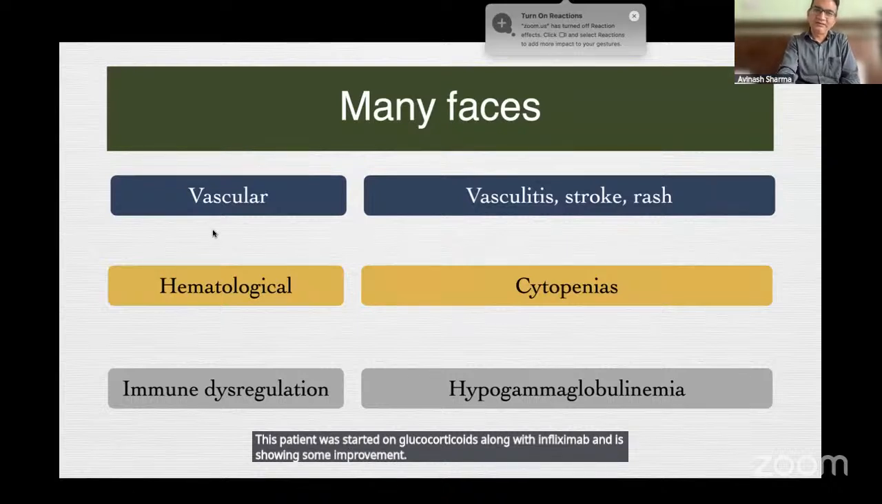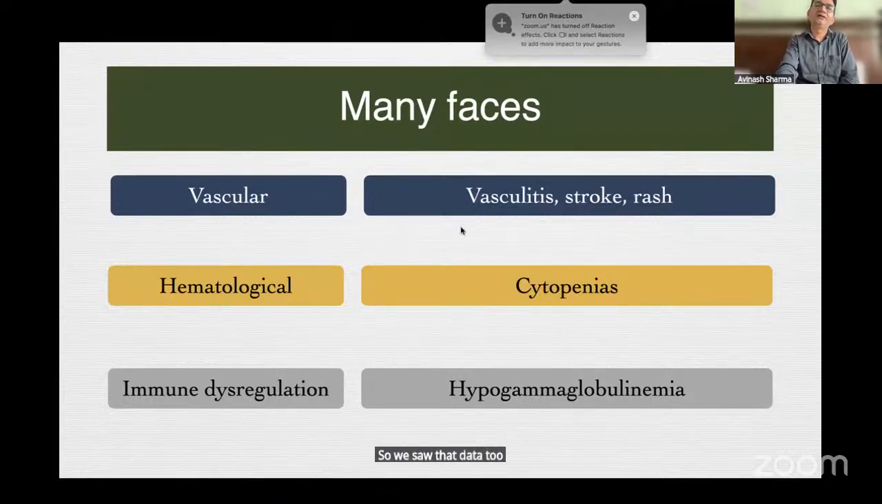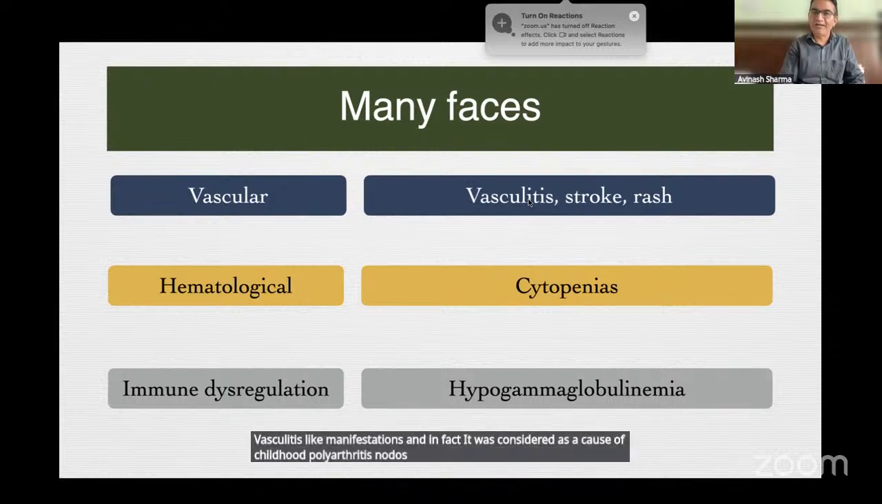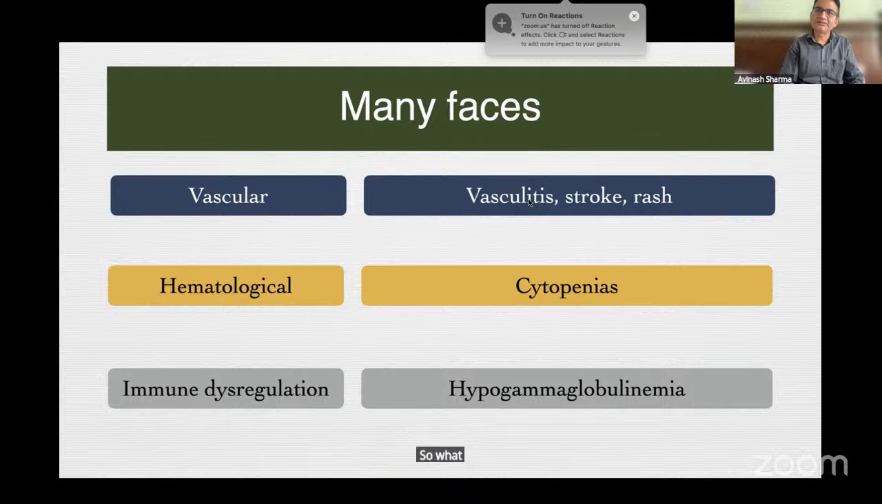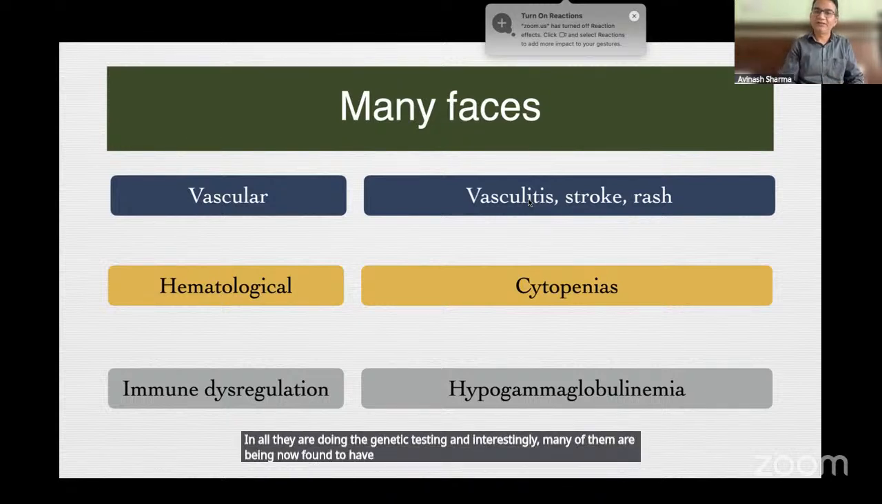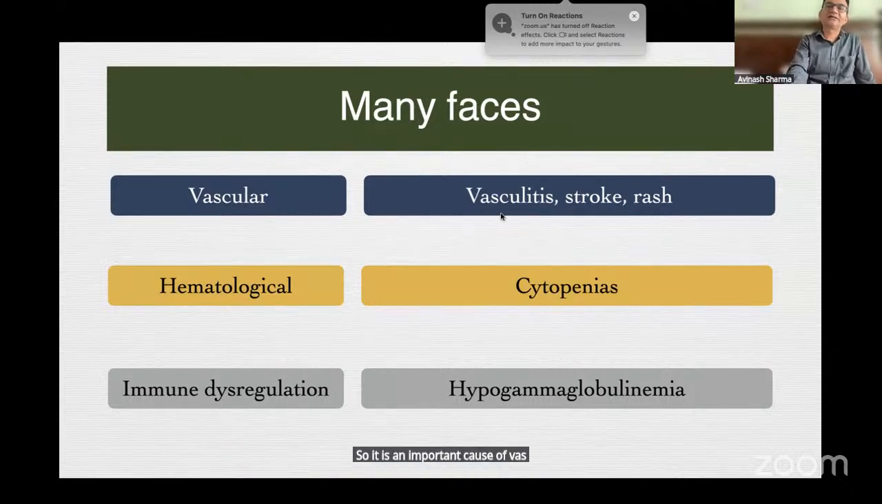So we saw that DADA2 can present with vascular manifestations like stroke, rash, vasculitis-like manifestations. And in fact, it was considered as a cause of childhood polyarteritis nodosa or childhood PAN. So what people are now doing is, in all the cases of PAN that they have, they are doing genetic testing. And interestingly, many of them are now being found to have this deficiency of ADA2 or DADA2 mutation. So it is an important cause of vasculitis, PAN-like vasculitis in childhood.